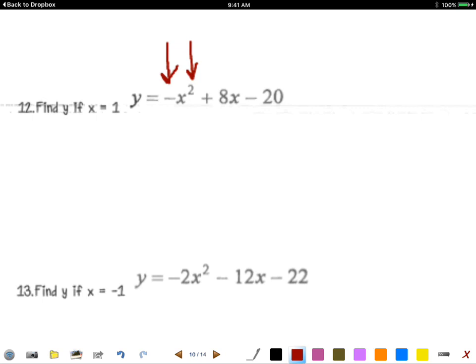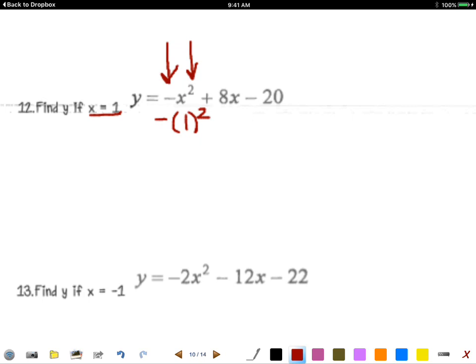Well, they're telling us to use 1 for x. So we're going to plug in 1 here for x, and we're going to square it, and then we're going to take the opposite of that number. So we're not squaring negative 1. We're not going to do negative 1 times negative 1. We're going to do positive 1 times positive 1 because x is 1. X is positive 1. And then we'll put the negative in front.